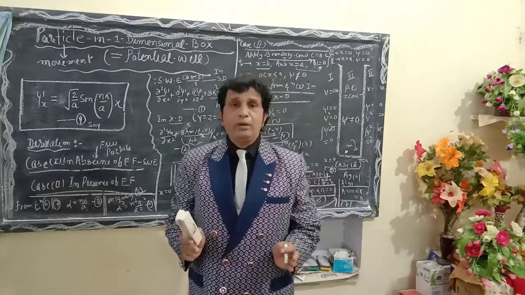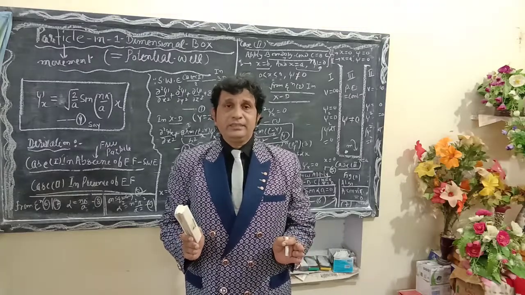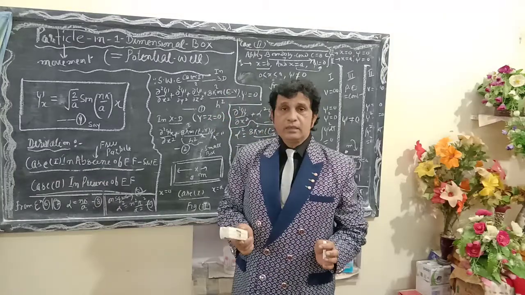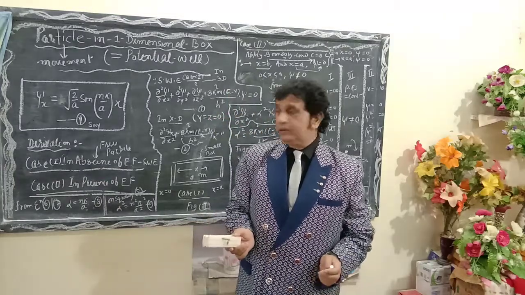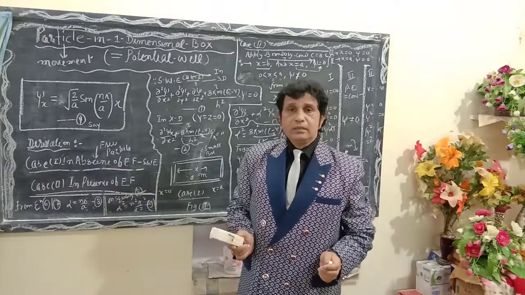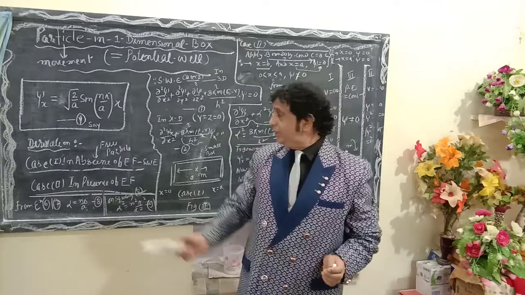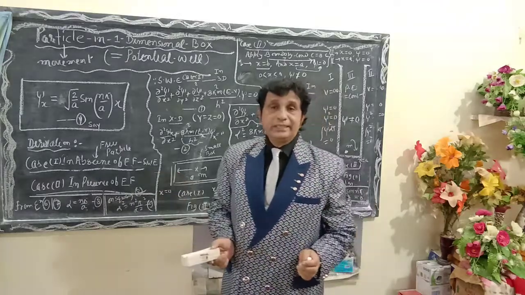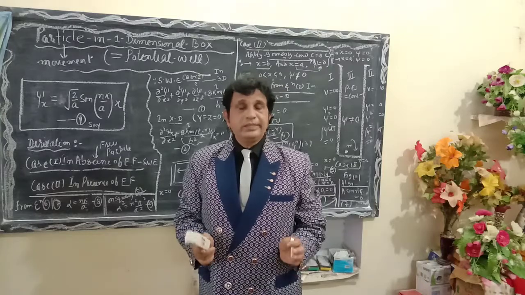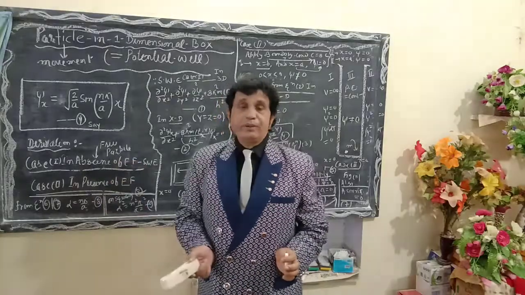It depends upon two important conditions. Case first, in absence of electric field. In this case, we will modify the Schrodinger wave equation, and in such a situation the particle will be known as a free particle.